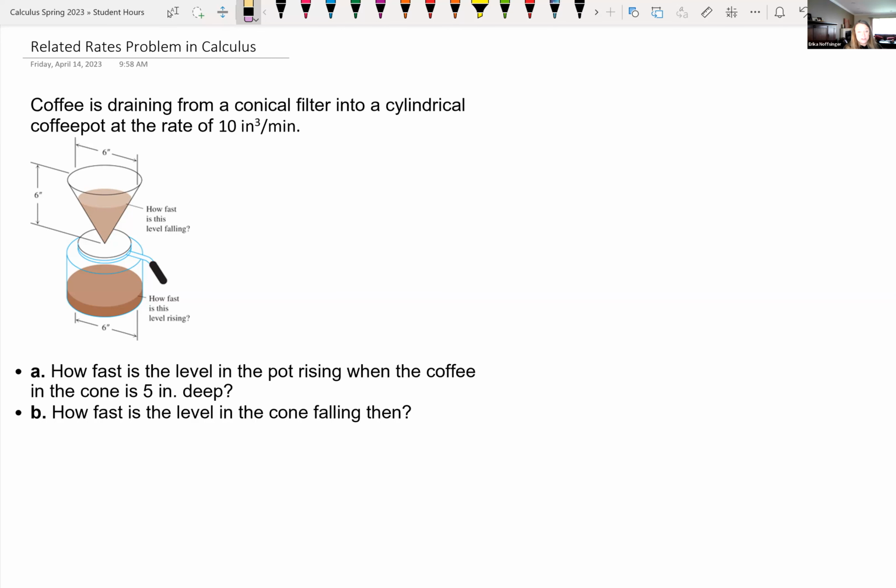Whenever I hear rate or rate of change, that's telling me it's a derivative. In this case, it's telling me that the rate that the coffee is flowing out is 10 inches cubed per minute, so my volume is changing. So I know that the volume changes at a rate dV/dt, V being the volume, dV/dt being the derivative, at 10 inches cubed per minute.